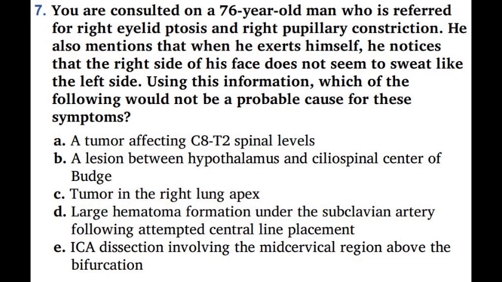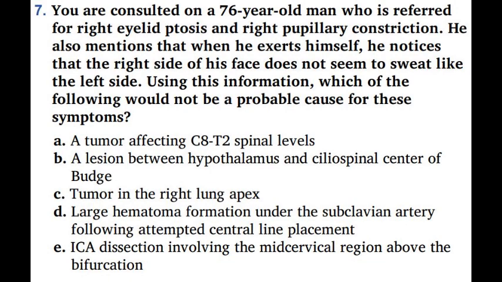Option A says a tumor affecting C8 to T2 spinal level. Option B says a lesion between the hypothalamus and the spinal center of Budge. Option C says a tumor in the right lung apex. Option D says a large hematoma formation under the subclavian artery following attempted central line placement. And option E says ICA dissection involving the mid cervical region above the bifurcation.